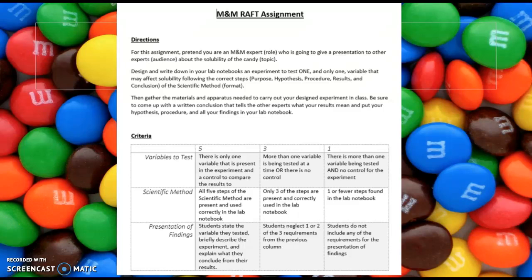Here's an example of the RAFT assignment I'll hand out to my students. For this assignment, you pretend you are an M&M expert who is going to give a presentation to other experts about the solubility of the candy.